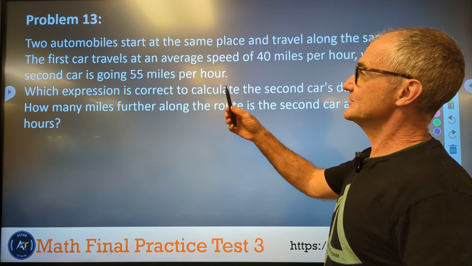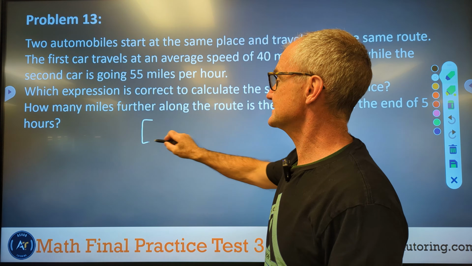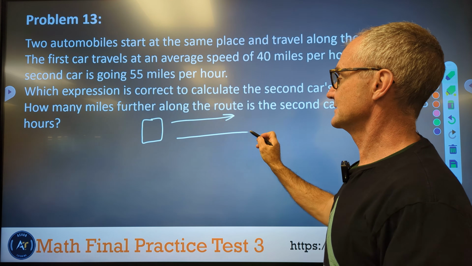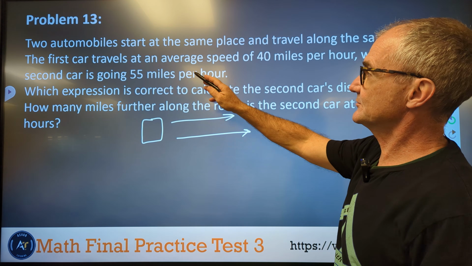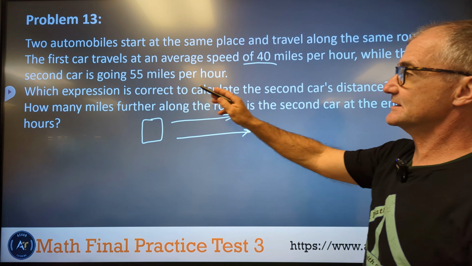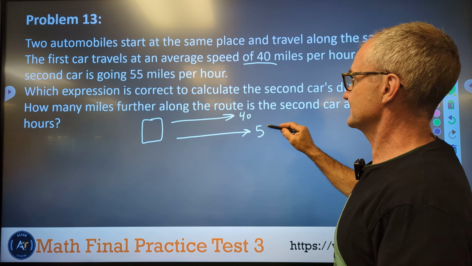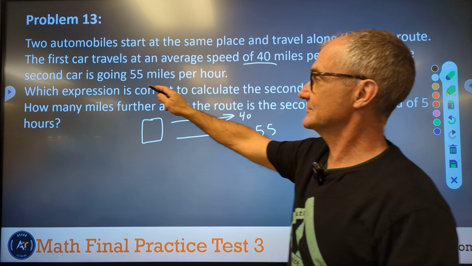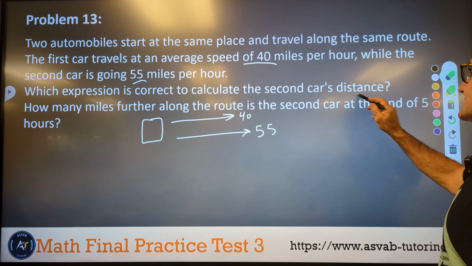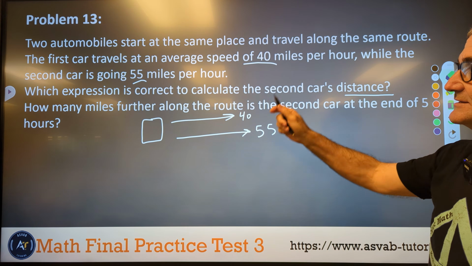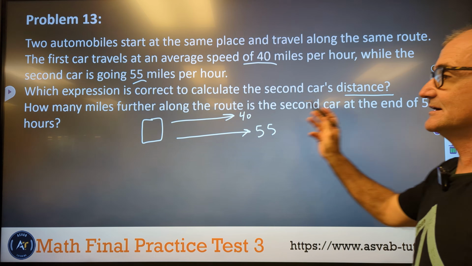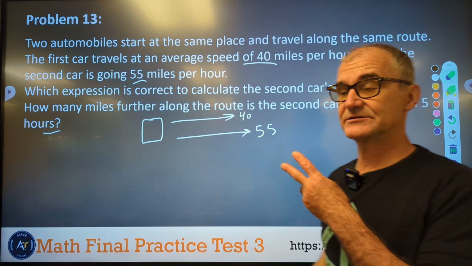Problem number 13, 2 automobiles start at the same place and travel along the same route. So here's automobile 1, automobile 2. The first car travels at an average speed of 40 miles per hour, while the second car is going 55 miles per hour. Those are my numbers there. Which expression is correct to calculate the second car's distance? Well, that's a question. How many miles further along the route is the second car at the end of 5 hours? That's a question. So there are 2 separate questions.